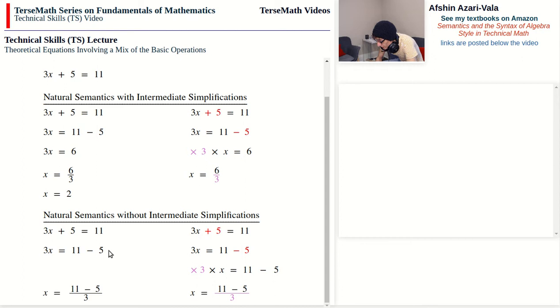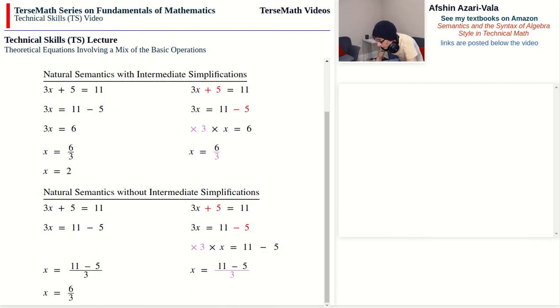We solved for the term that contains the unknown. That's 3x. And then we solved for the factor that contains the unknown. That's x. And now we start simplifying. To simplify, we have to do 11 minus 5. And then we divide by 3.